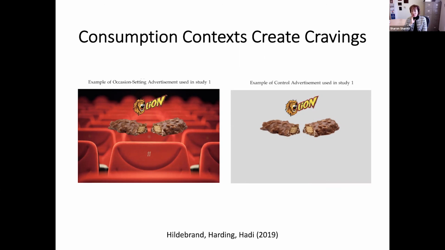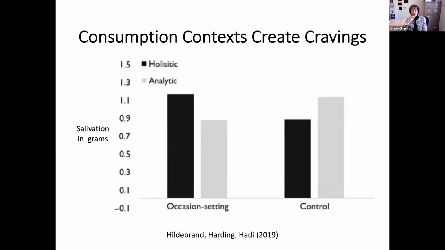It turns out that the answer depends on whether those consumers are thinking analytically or holistically. So what they found is that for holistic thinkers, cravings were stronger when there was an occasion setting cue pictured in the ad than when there was no cue pictured in the ad, okay? In other words, holistic thinkers crave the product more when a context was provided that made sense for consuming the product. And this did not matter for analytic thinkers.